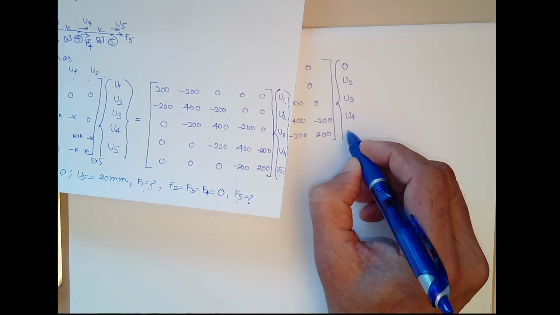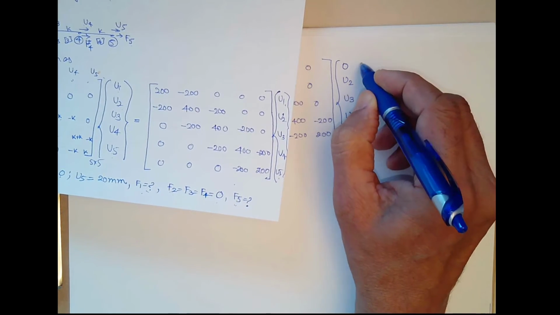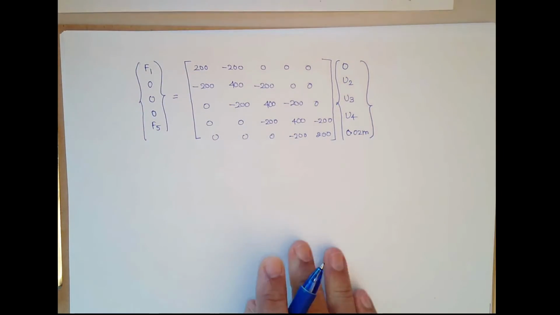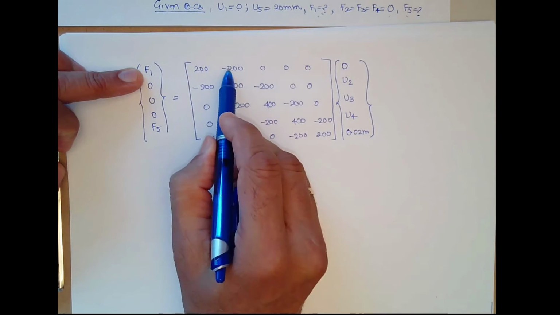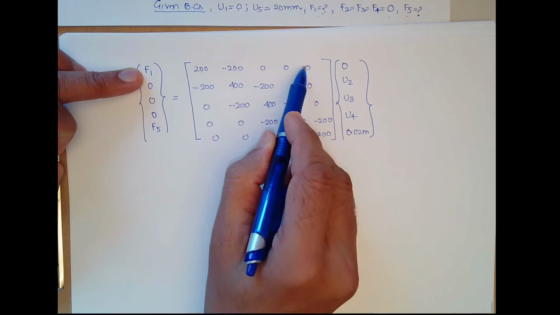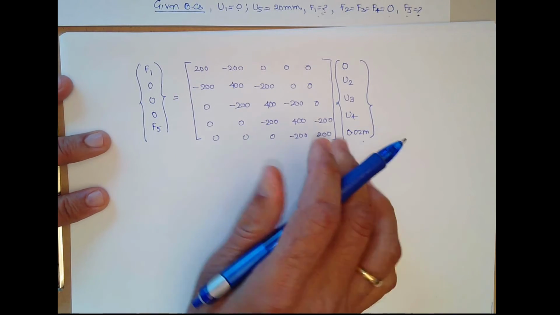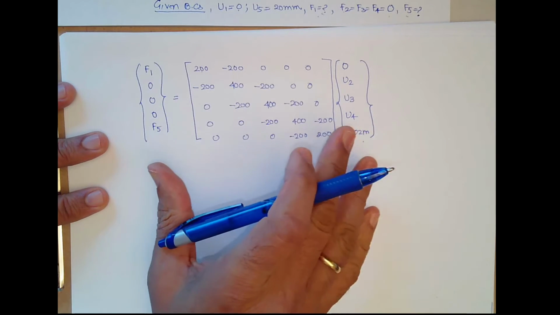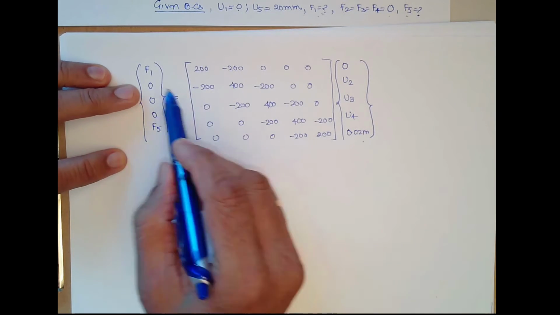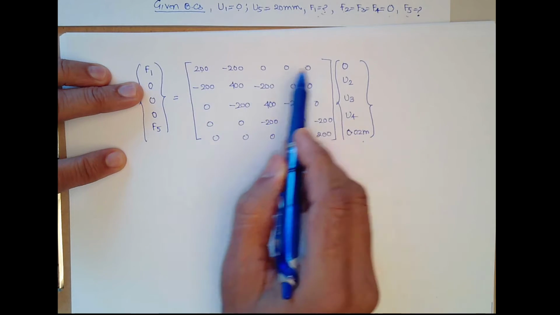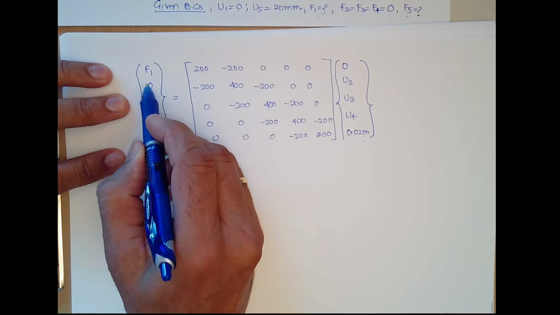We are writing everything in SI units, so it will be 0.02 meter. Now we have to solve it. F1 equals this into this plus this into this plus this into this plus this into this plus this into this. I am leaving it to you to solve this equation by the partition method. You can write it as 5 equations. The second one is this into this plus this into this and so on, equal to 0.